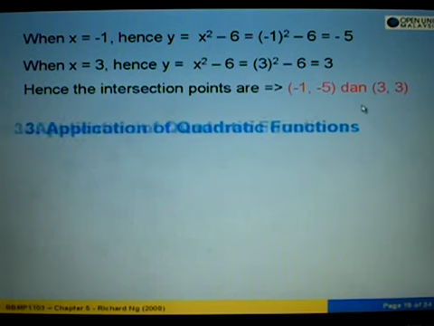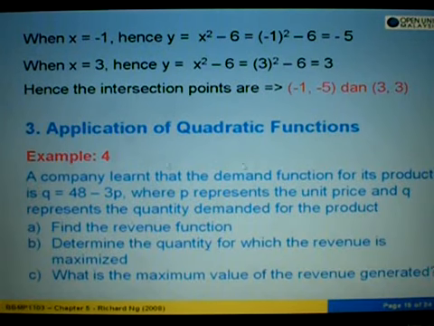Alright, let's look at how to apply quadratic functions in questions related to economy. Example 4. A company learned that the demand function for its product is Q equals 48 minus 3P, where P represents the unit price and Q represents the quantity demanded for the product.